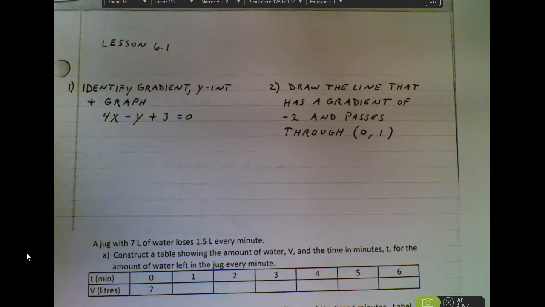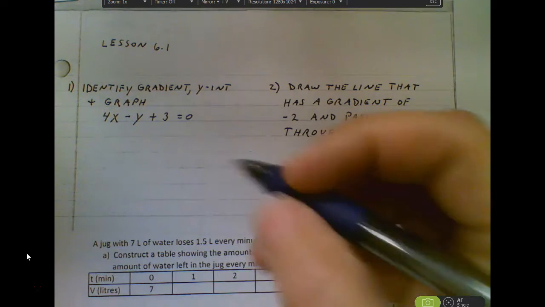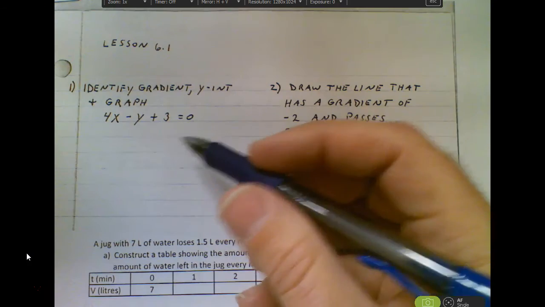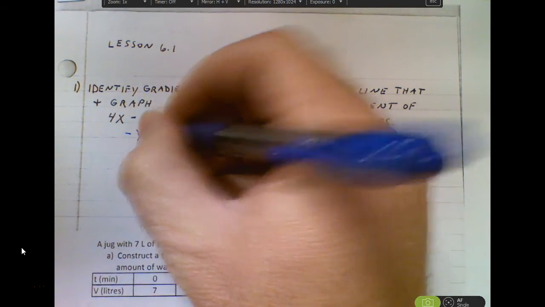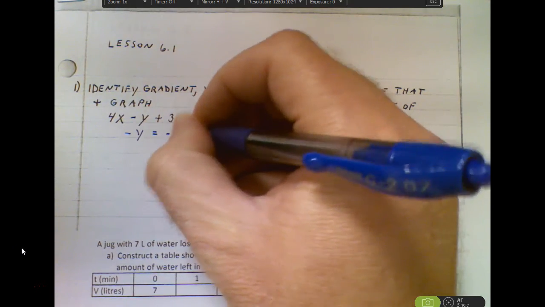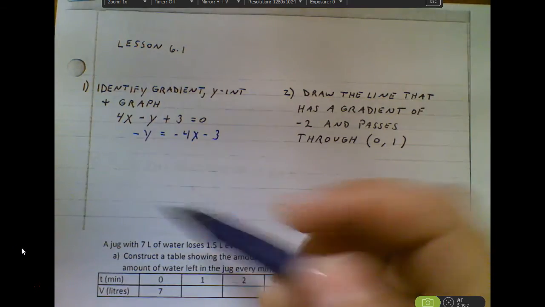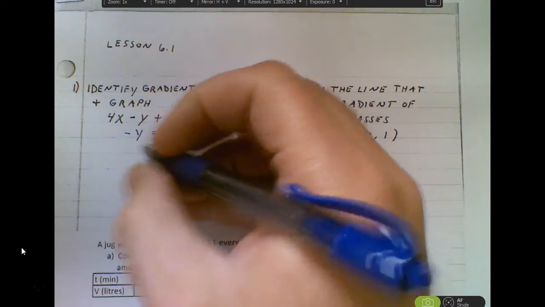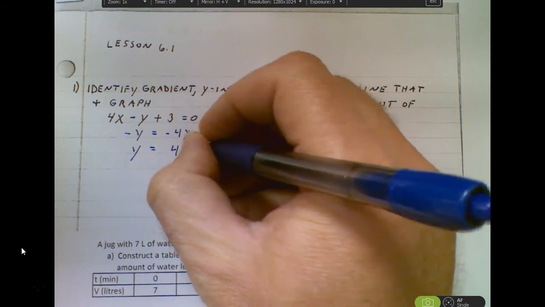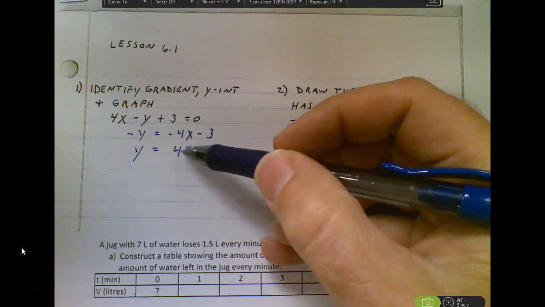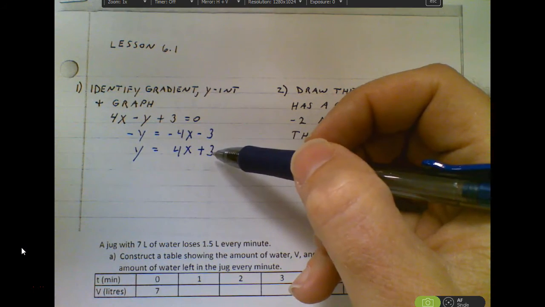So here we go, just with the first part of this. Identify the gradient, which is just another word for slope, the y-intercept, and then graph it. In order to do that, it always helps to get y by itself and put it into slope-intercept form. So I'm going to start by subtracting 3 and subtracting the 4x over to the other side as my first move. So that becomes a negative 4x and a negative 3. And then with the negative still here, I would divide everything by negative 1. So it becomes a positive 4x and a positive 3. So you can see that my gradient is 4 and my y-intercept is positive 3.